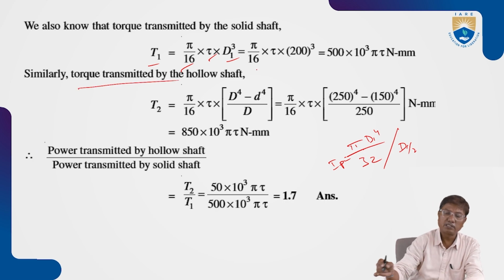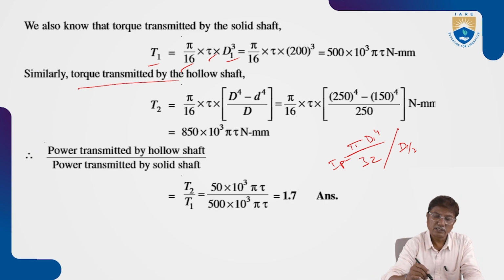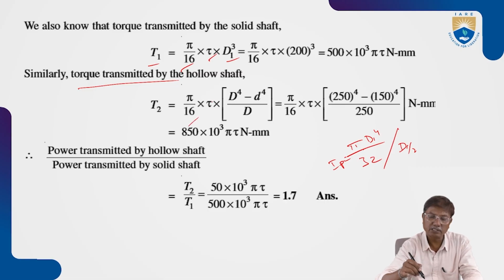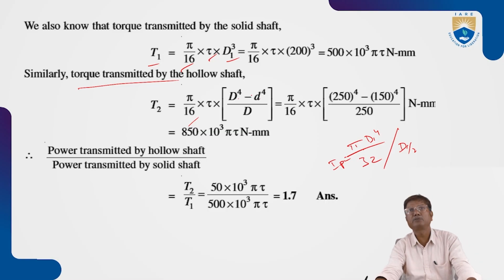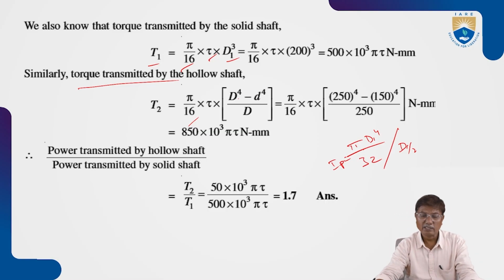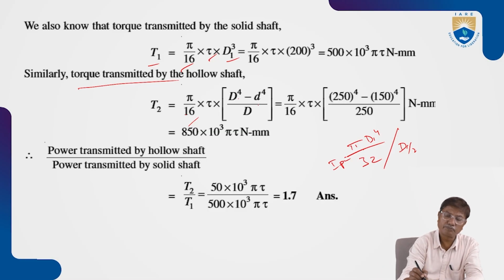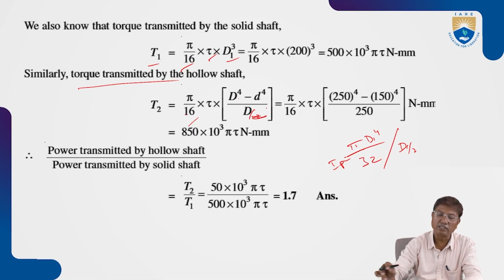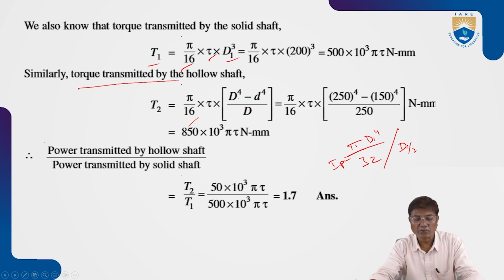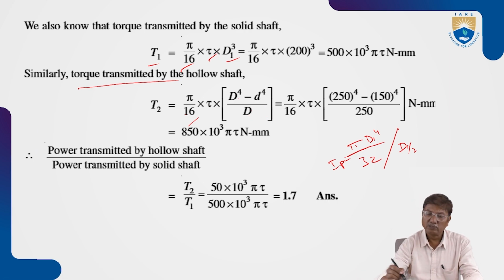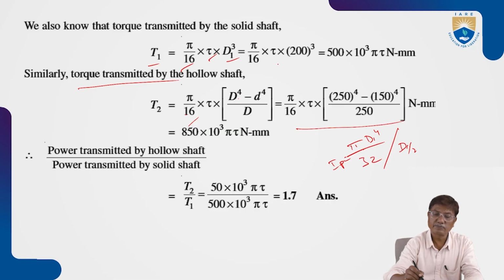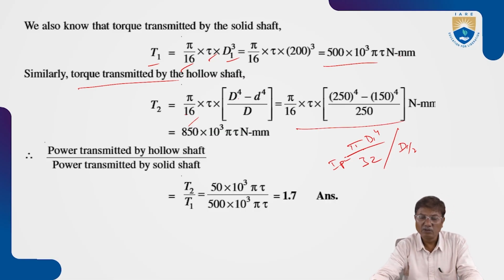Similarly, the torque transmitted by the hollow shaft is pi by 16, capital D power 4 minus small d power 4, divided by capital D. Actually it is 32 here and D by 2, isn't it? So it cancels and you will have D. Understand? Tau is the same here, in both of these.